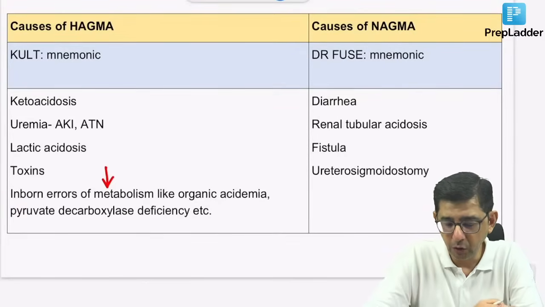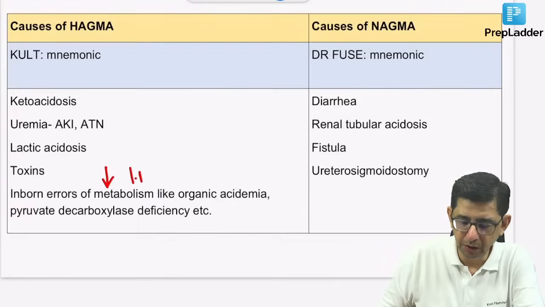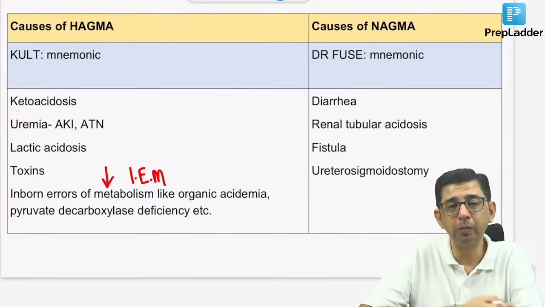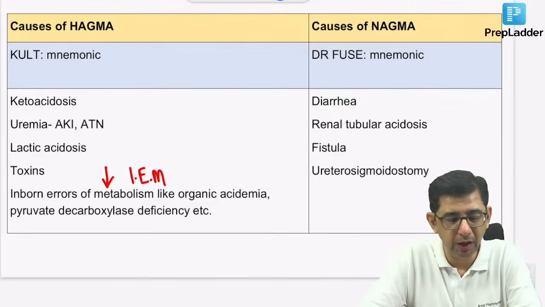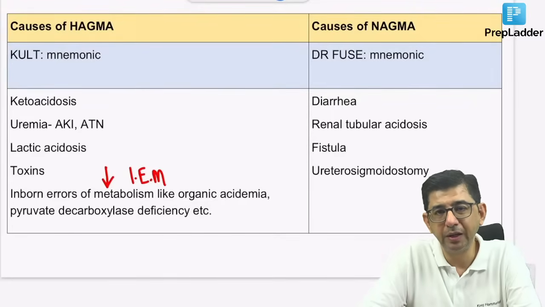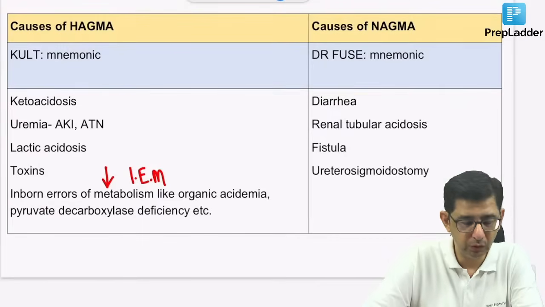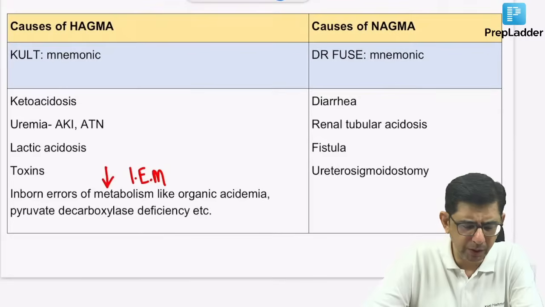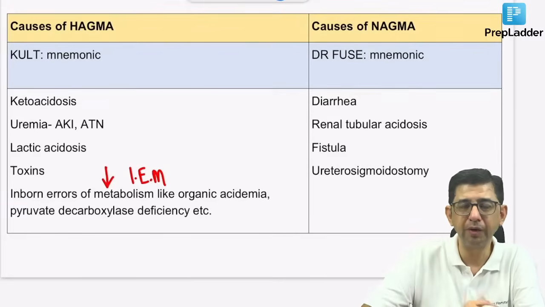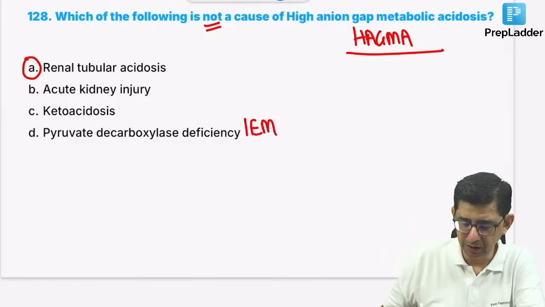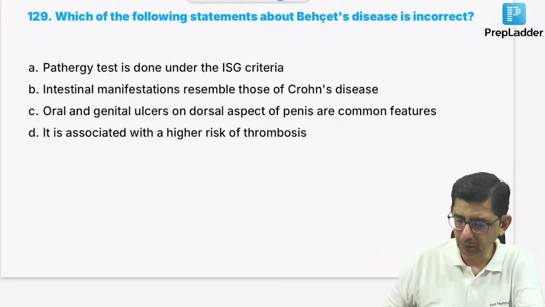gap. I mean, in all inborn errors of metabolism, IEM, abnormal metabolites will be added to the system, and they will contribute to an increase in the total anion gap mathematical value. So cult mnemonic and then Dr. Fuse and mud piles, if you're okay with this, is perfectly fine to get this question correct. The answer is option number A.